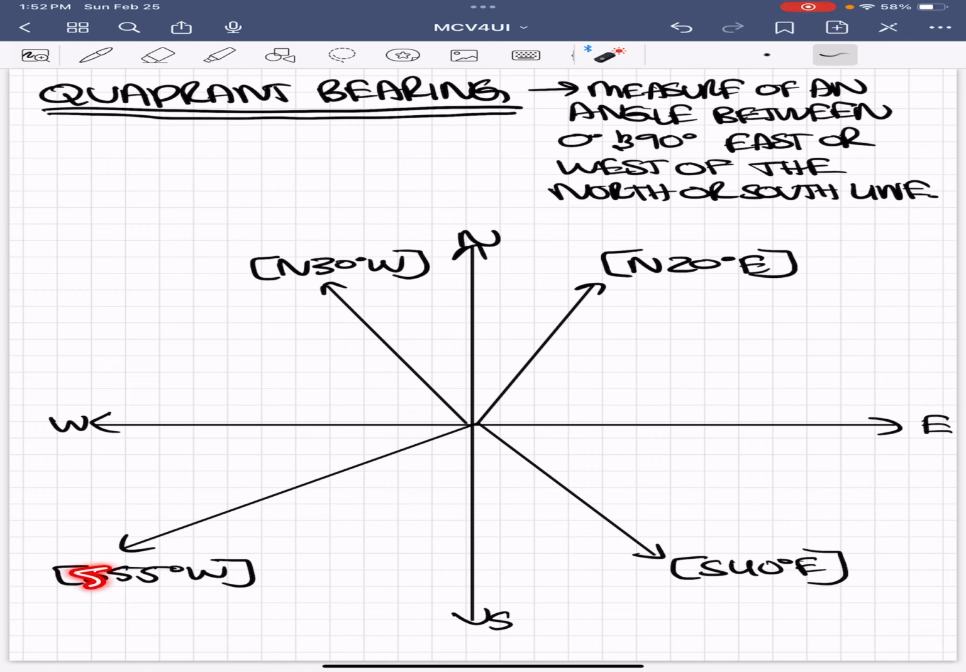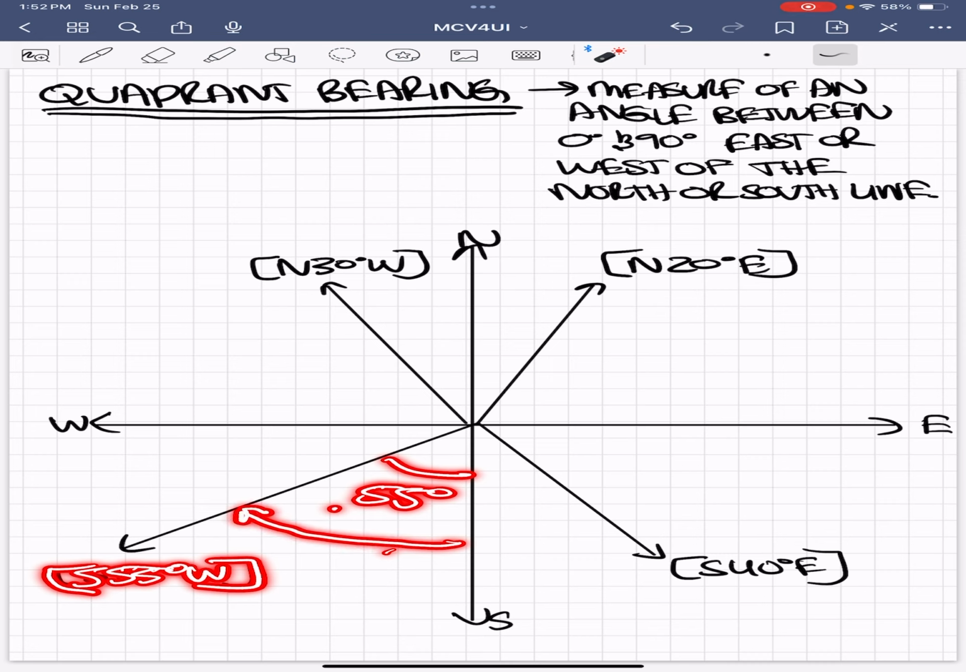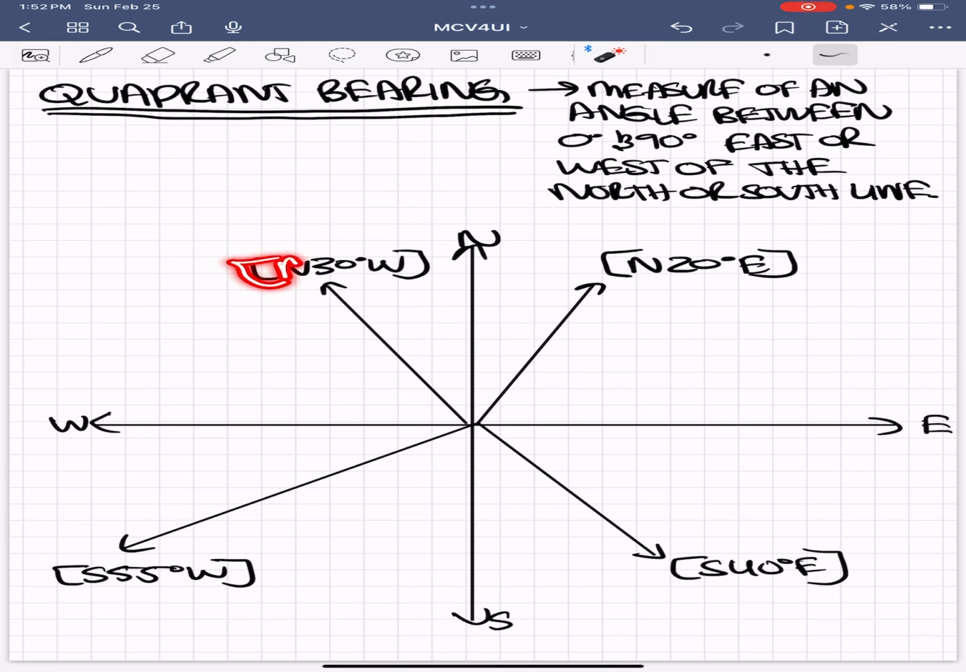So I have south 55 degrees west, so that means that this angle is 55 degrees, and I'm going from the south line because that's the first letter, and then it ends with W, it ends with west. I have north 30 degrees west, and I'm going from the north line because that's the first letter, and I'm going 30 degrees towards west. So this is 90 degrees, and I'm going 30 degrees towards west.